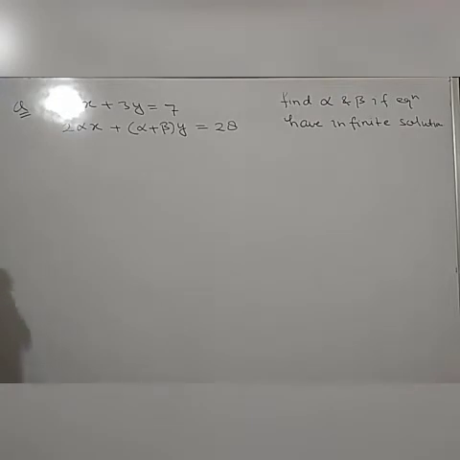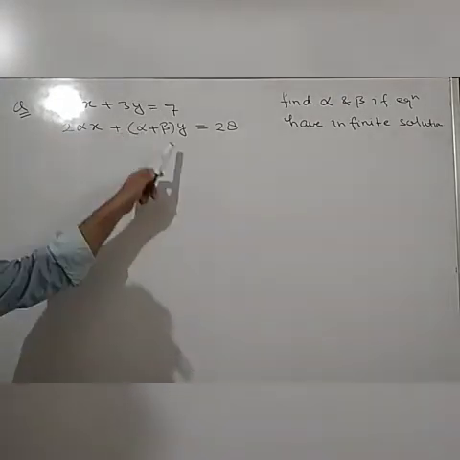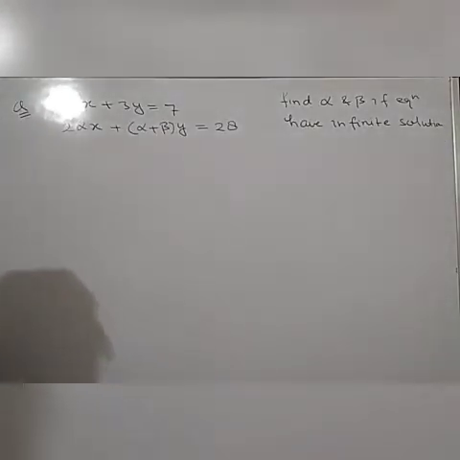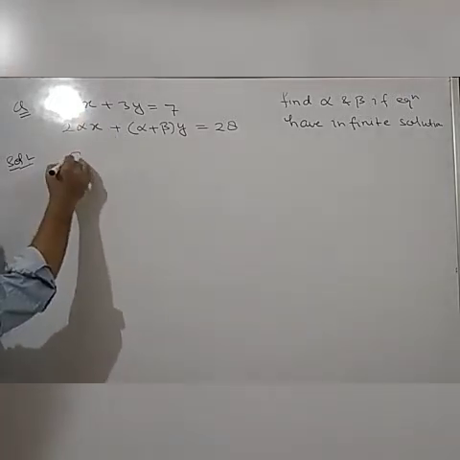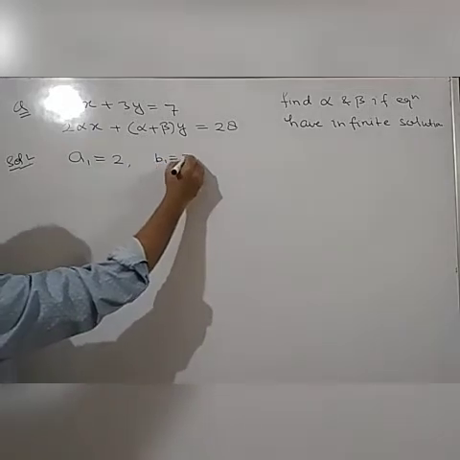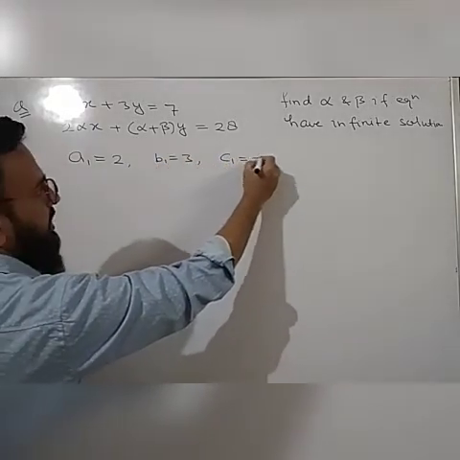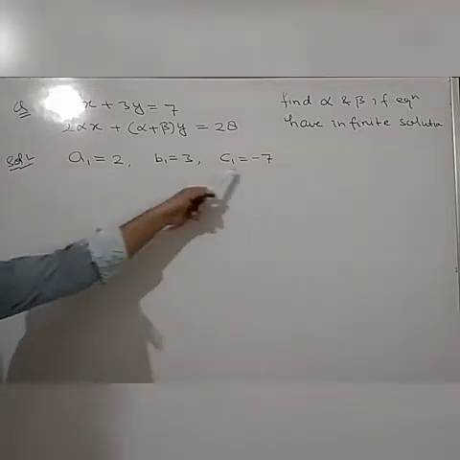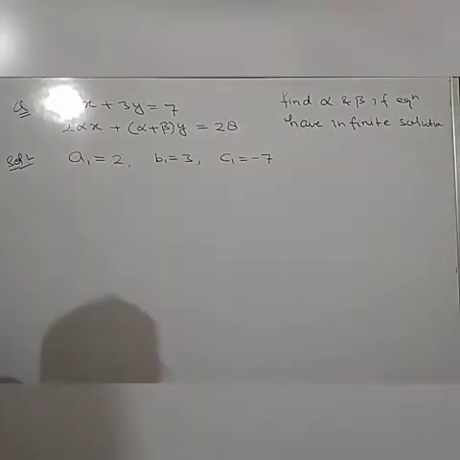Okay, so again the same question. The given equations have infinite solutions and we have to find the values of two unknowns, alpha and beta. So let us proceed with the same method. First we will find the coefficients: a1 will be equal to 2, b1 is equal to 3 and c1 will be equal to -7.